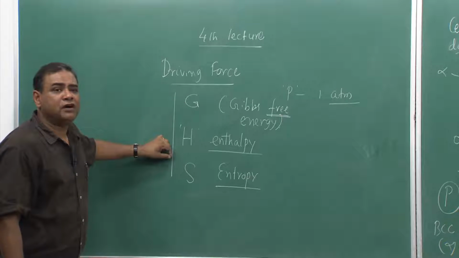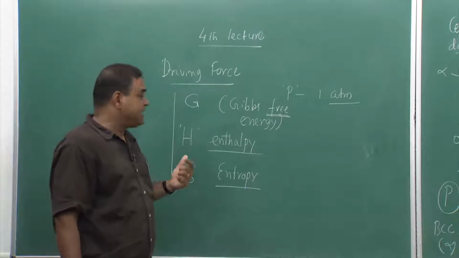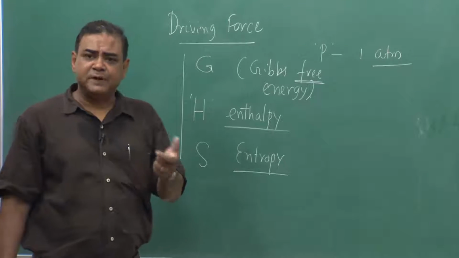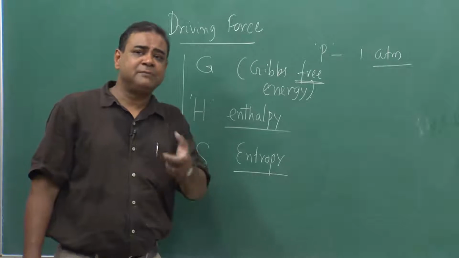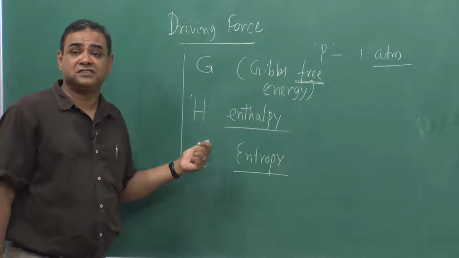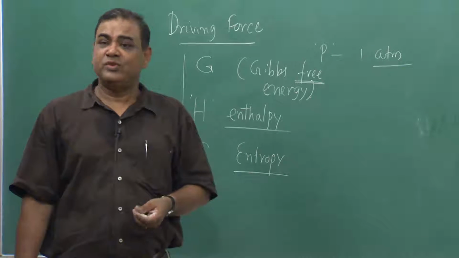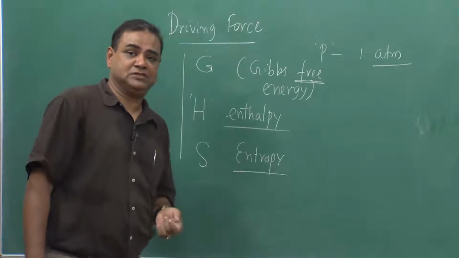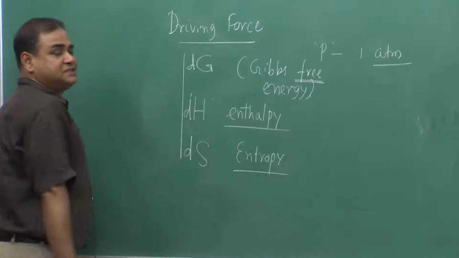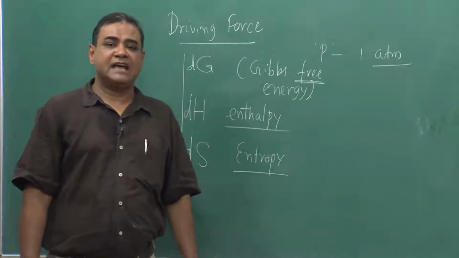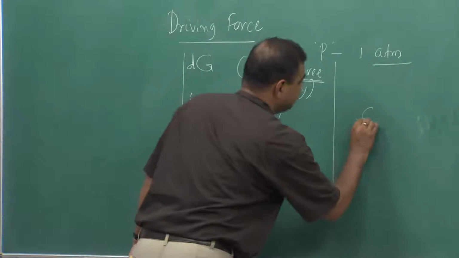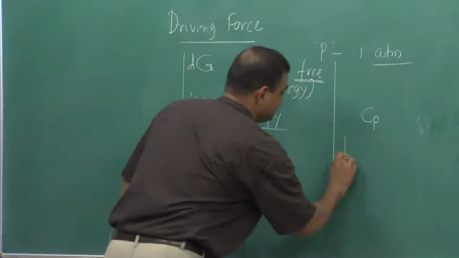Absolute values of these functions cannot be obtained. At the same time, we need to have some measurable quantity, which we can measure with the help of experimental facilities, and then use it in order to find those functions. Whenever we try to find those functions, we find the change in values. So, that means we can measure the change in enthalpy, change in entropy, and change in Gibbs free energy. And in order to do that, the measurable quantity we have is basically Cp, which is the heat capacity.